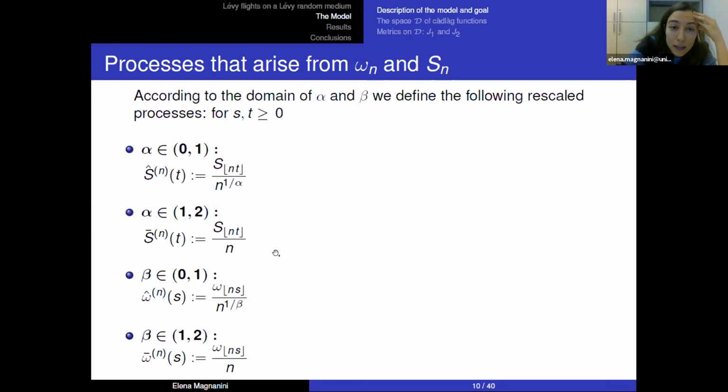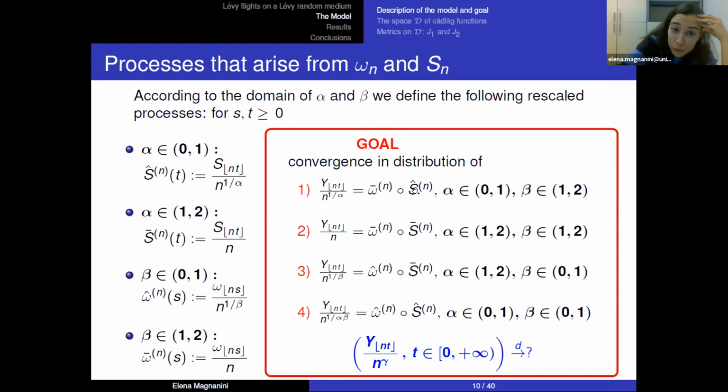Okay, so in our setting, the composition of omega with S returns a process Y, and there is a proper scaling for Y that we have identified and is written here on the left, whereby Y converges to a non-null limit. Okay, so of course, in each regime of alpha and beta. So we are interested in studying the distributional convergence of the process Y. In particular, we ask to which limit process it converges, of course, and with respect to which strongest Skorokhod topology that I'm going to present in a few moments. Okay, so basically our goal is summarized by the display in blue.